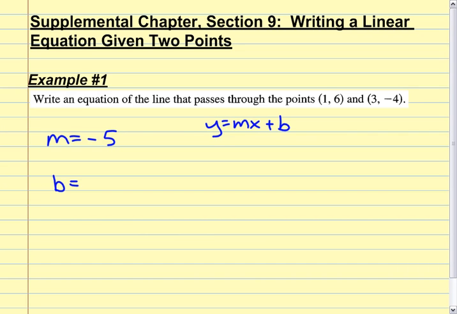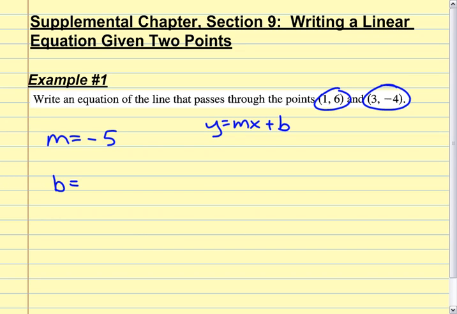Let's see. Parker J, you get to pick the first point. Which one do you want to do first? Do you want to use this point or do you want to use this one? 3, -4? Let's do that one first, okay?